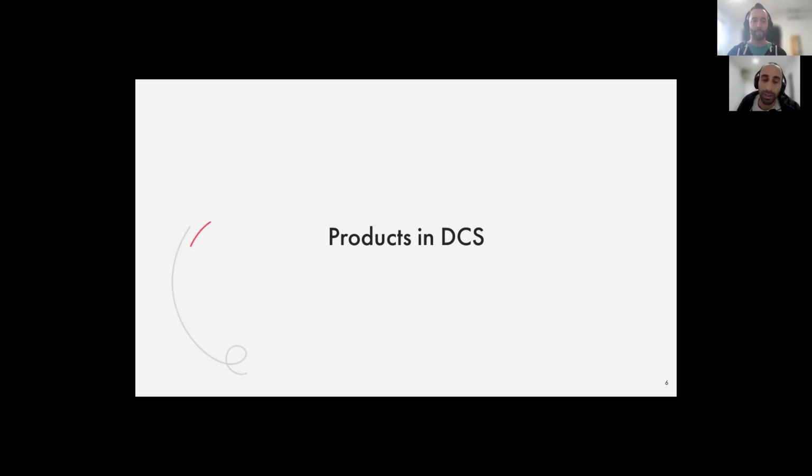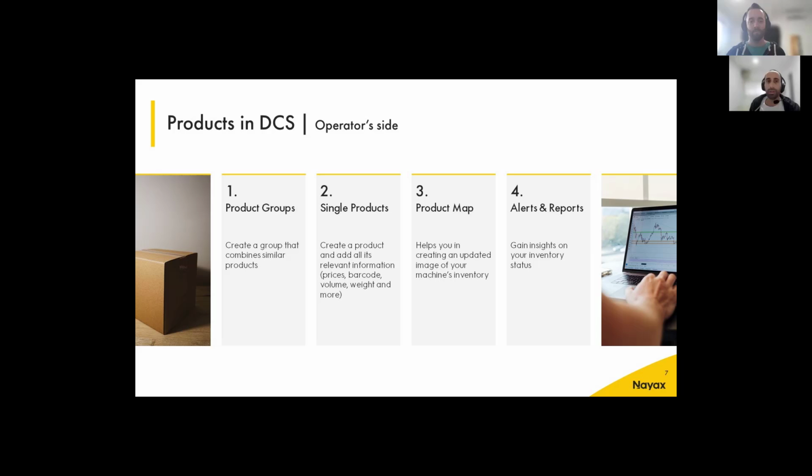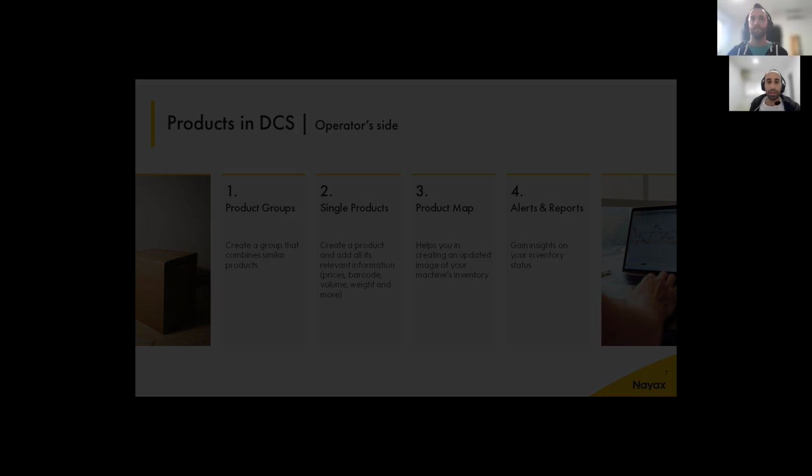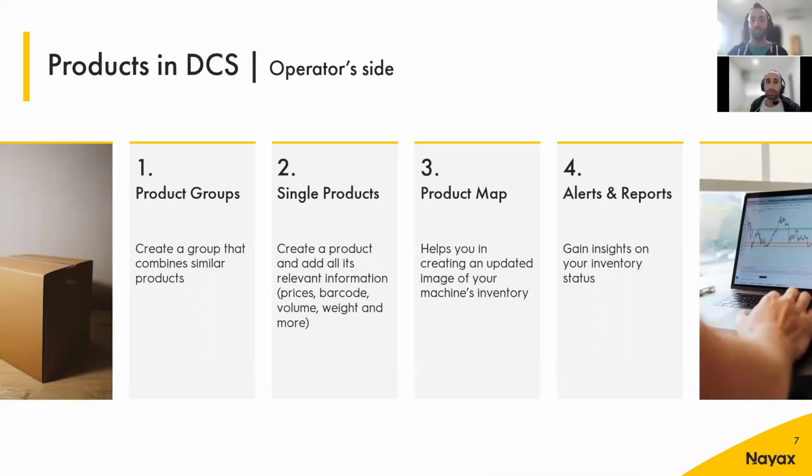Yeah, so today we're going to talk about a few topics in terms of the products. We're going to start by creating a product group, see the benefit by creating that group, continue on to create a single product and add in all the relevant information, continue to creating a product map, and finishing by creating alert reports and use all of that to our benefits and to control our inventory in a much better way.